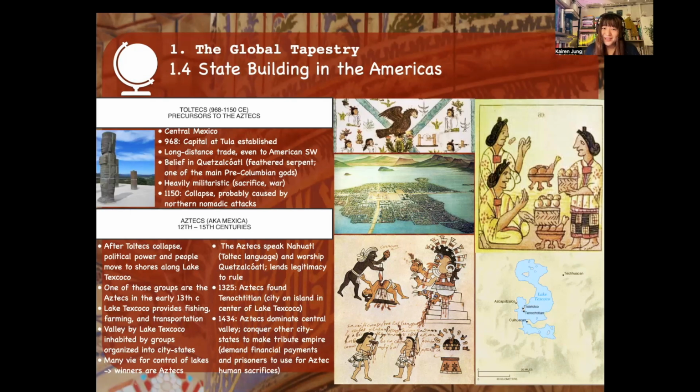In 1434, the Aztecs dominated the Central Valley and conquered other city-states to make a tribute empire in which you would demand financial payments and prisoners to use for human sacrifices. Now, if you think about it, this act of having human sacrifices was religious, it inspired devotion, but it also inspired a lot of fear, and it was a method of population control. It was a way of controlling the populace. It was a way of making sure that your tribute empire's tributaries listened to you and did what you told them to do.